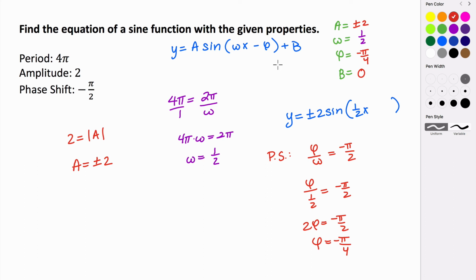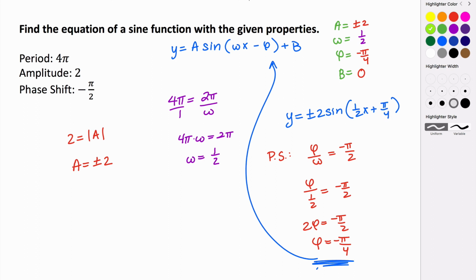Now, because this phase shift is negative, what that means is our graph is going to be shifting to the left pi over 4 units. And since it's shifting left, that means that the value that goes in here is going to be a positive value, right? Because if you think about this negative pi over 4, when it gets substituted in here, we're subtracting a negative, so it becomes positive. So it's going to be plus pi over 4. And this right here would be the equation of our sine function with these given properties.